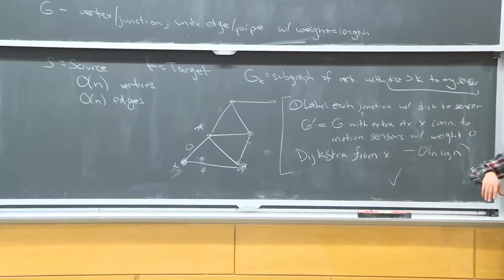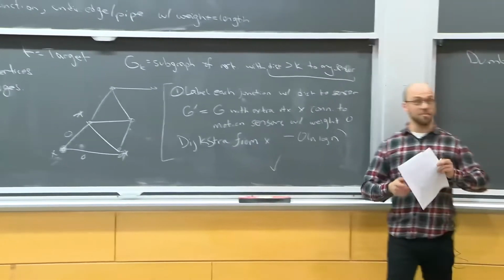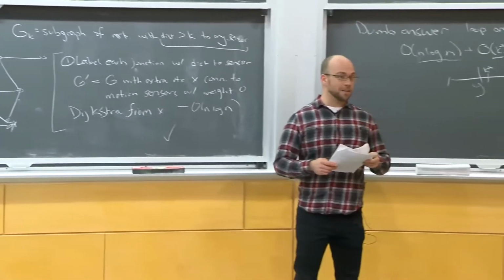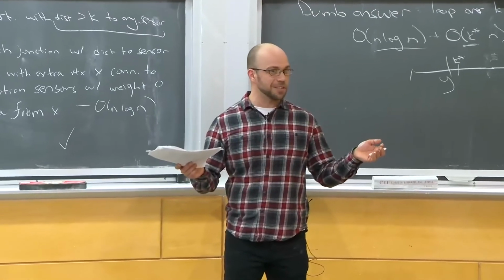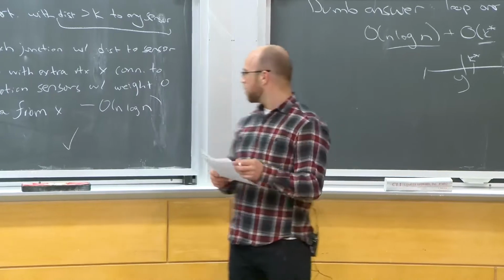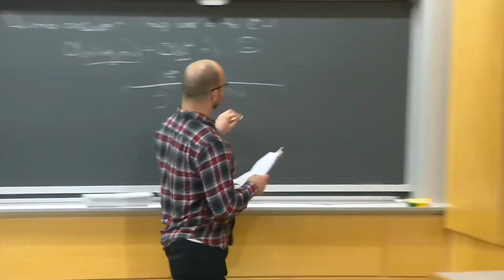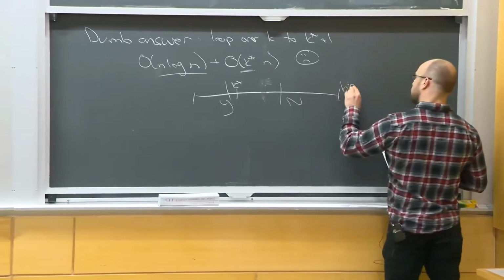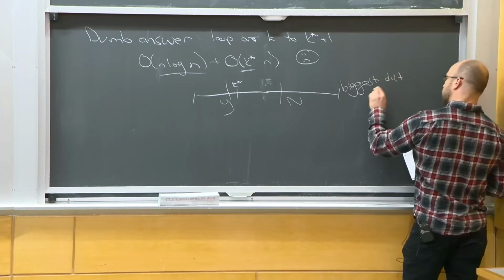Clearly, if Katniss wants to go within a radius that's bigger than the distance of any vertex to any sensor, she's in trouble because that covers the entire graph. Yeah? So we actually do have an upper bound here, which is the biggest distance to a sensor.